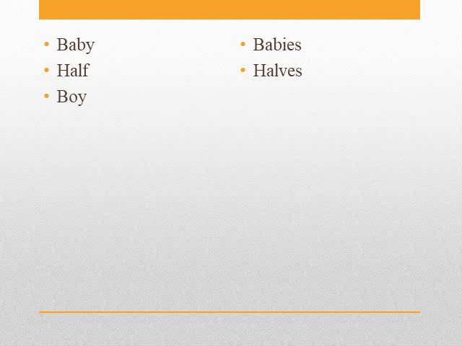Now we have the word boy. So since this has a vowel before the Y, we would change that into boys. Boys. Then we have calf. So that again ends in F, so we would change that into calves. Calves.